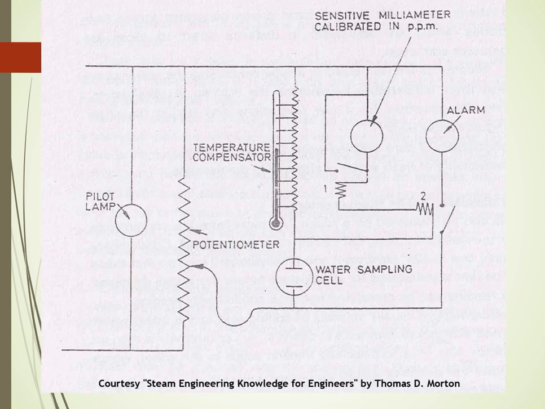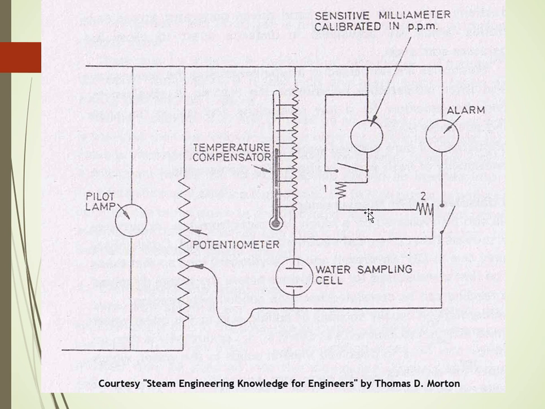Now this is the electrical diagram of the salinometer. We can see that there is a pilot lamp, and this is a water sampling cell, this is a potentiometer, this is a temperature compensator, and this is the alarm. Numbers 1 and 2 are the two relays, and this is the ammeter. Basically it measures the current, and more current means more impurities. Basically this measures the impurities of the water sample.